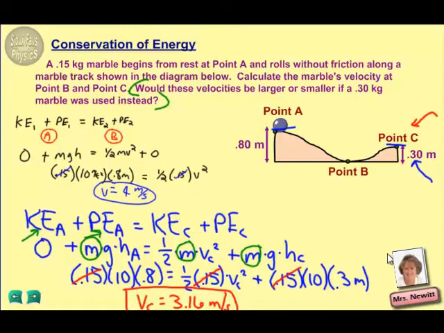So if you make a change in mass, yes, you will have more potential energy to begin with, but you will also need to use more kinetic energy for the larger mass that you have. So the mass cancels out, which means that the answer to our last question, would the velocity be larger or smaller? Really neither one. The velocities would be the same if the mass of the marble changed.